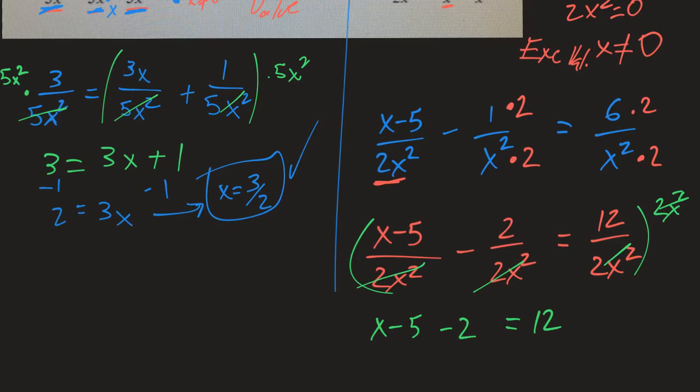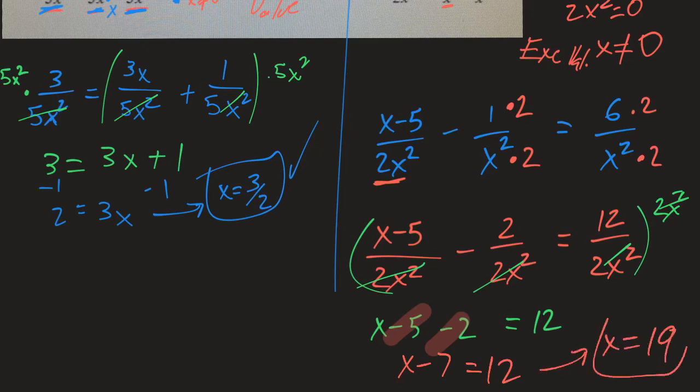Let's combine these two together. And I'm going to end up with x minus 7 is 12. And if I add that 7 to the other side, x equals 19. Okay. And again, let's double check it against our excluded values. So are we good to go? Yes. I said my excluded value was 0, and my number is 19, which is not 0, of course. So let's check that off.